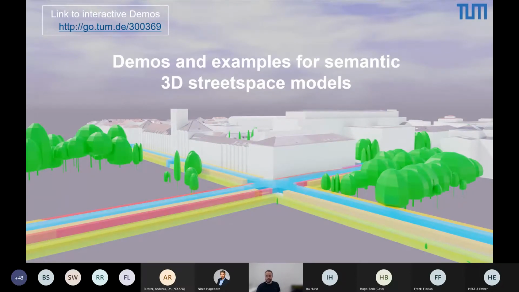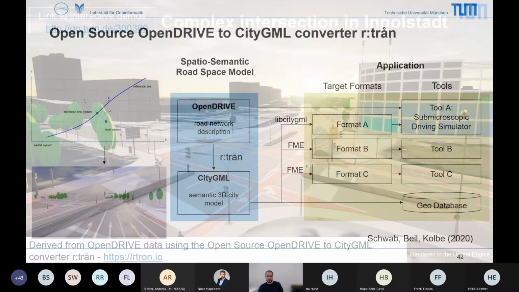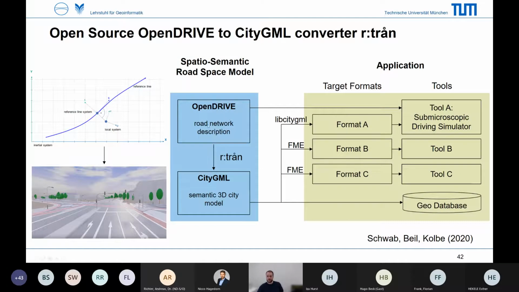For the final slides of my presentation, I want to give you some demos and examples of semantic 3D city models and street space model in particular. So this example is a rather complex intersection in Ingolstadt, which was originally gathered as OpenDRIVE data. And at our chair, my colleague Benedikt Schwab created and implemented a converter, which is able to convert OpenDRIVE data to CityGML. And you can see the result of this conversion process and some post-processing in the slide. And how this basically works is that OpenDRIVE data can be converted to CityGML and then further processed into any format that, for example, FME is able to read, basically, and also to store in geodatabases.